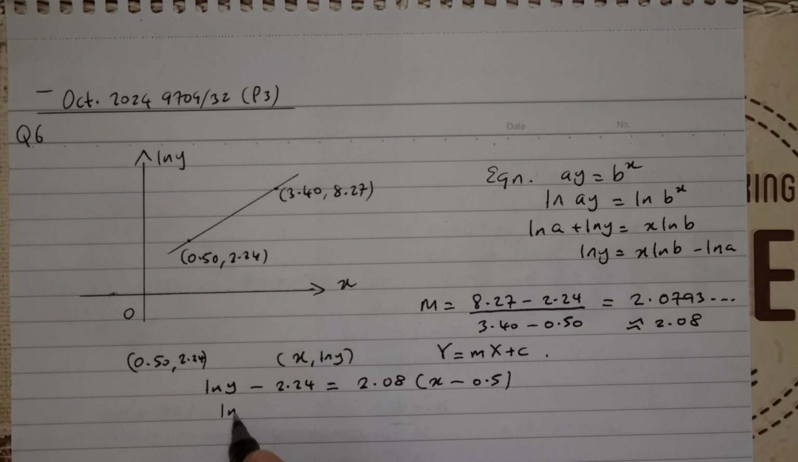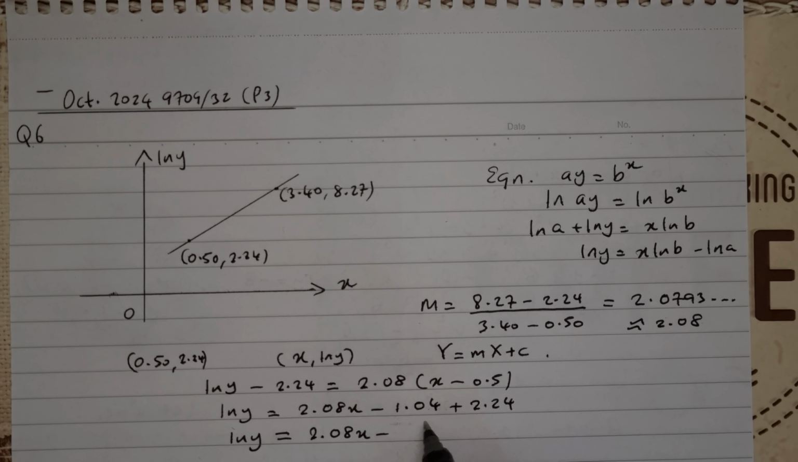So what do we have? ln y is equal to 2.08x minus 2.08 times 0.5, which is 1.04. And of course, the 2.24 can be set on the other side, becomes plus 2.24. And from here, I'm going to say ln y is equal to 2.08x minus 1.04 plus 2.24, which gives plus 1.2.